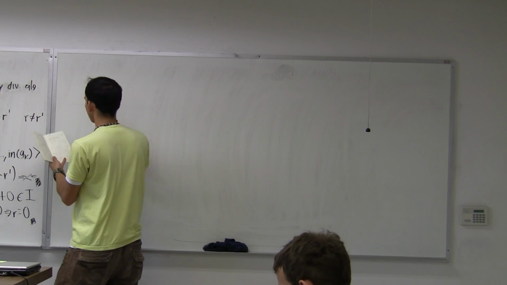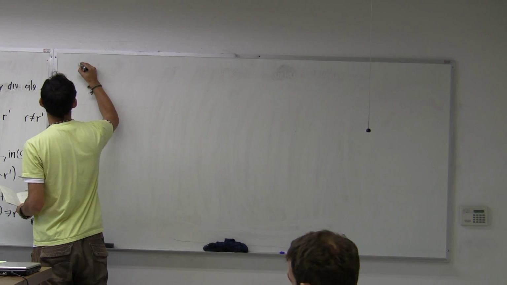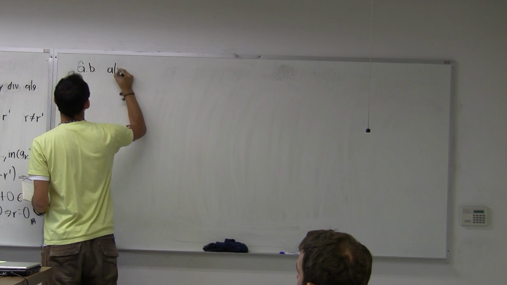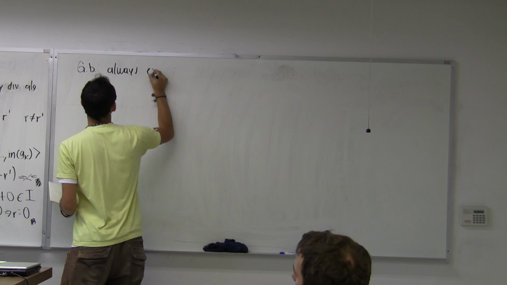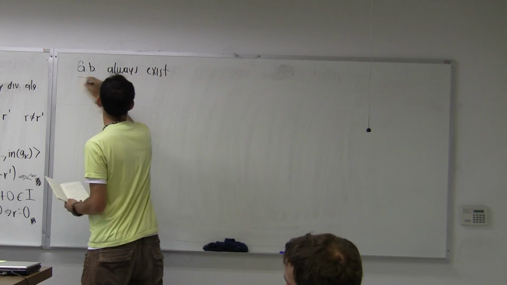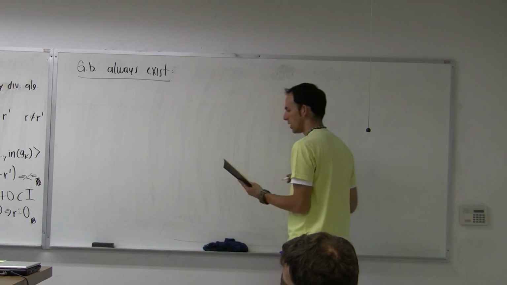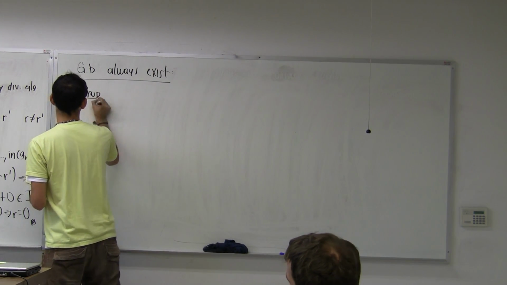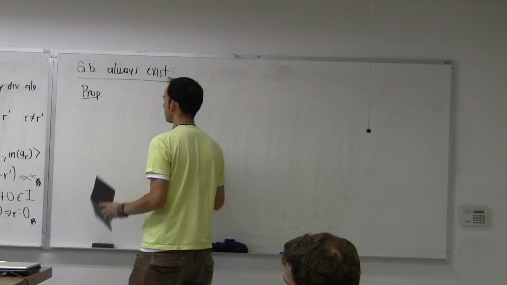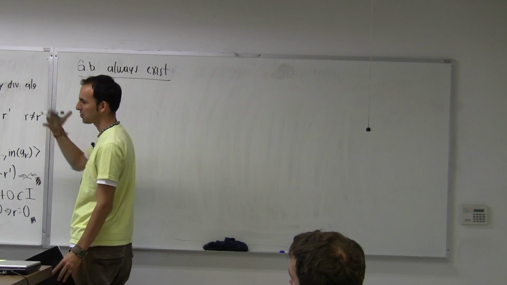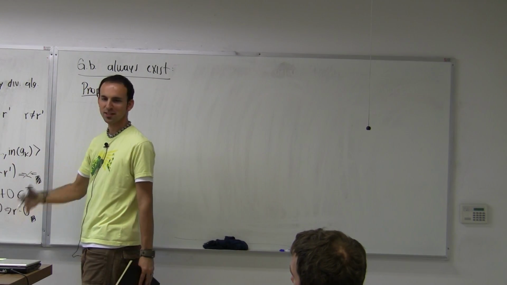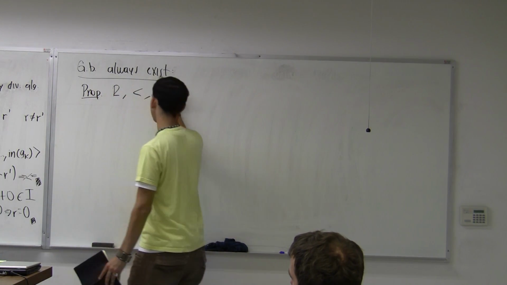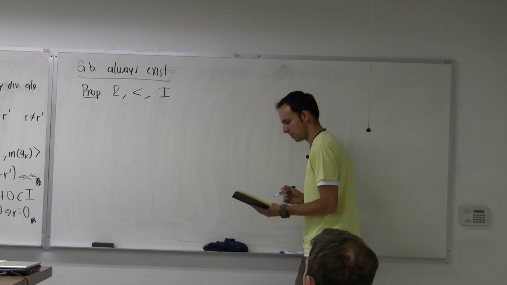So let's prove that theorem. Gröbner bases always exist. So here's a nice proposition. Let's say that the conditions are always the same, by the way. I always say R is this, less than is this, I is an ideal. We start with the usual setup.